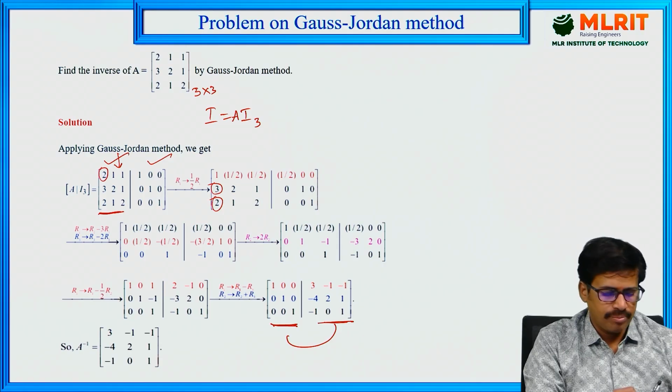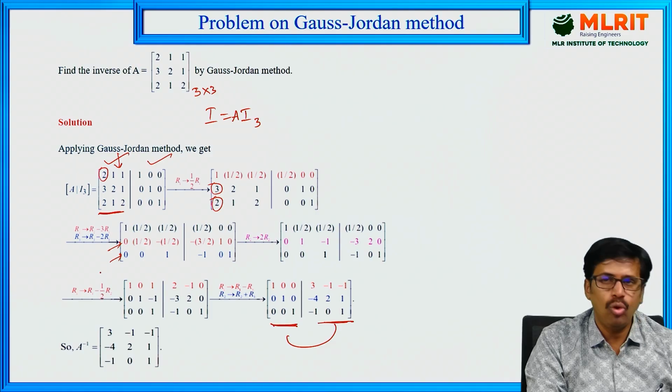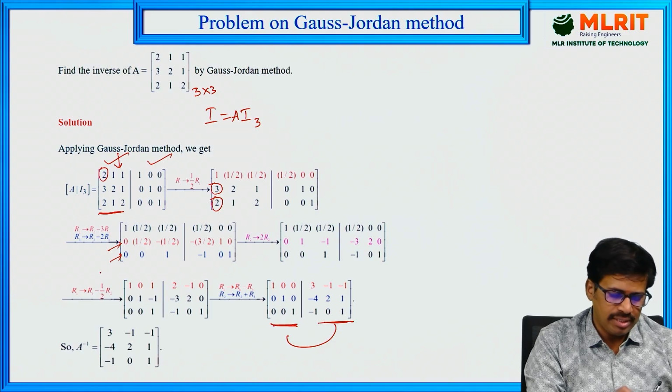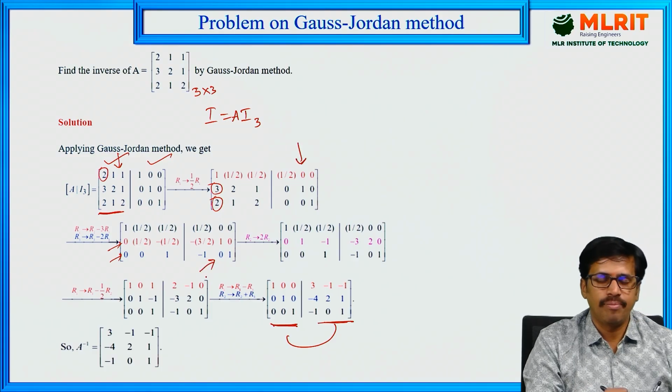So next, coming to second row, I want this element 0 and this element 0 to make it identity matrix. So R2 minus 3R1 and R3 tends to R3 minus 2R1. So I get this second row here, third row, both are zeros. The same row operation should be applied on this right side matrix also. So we get this matrix.